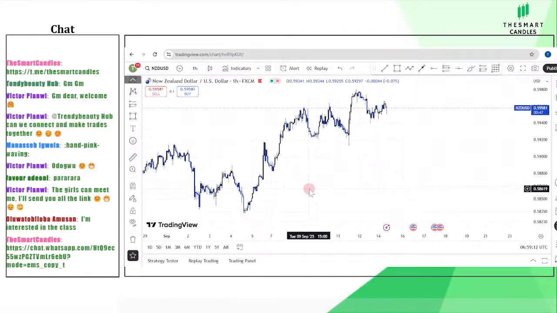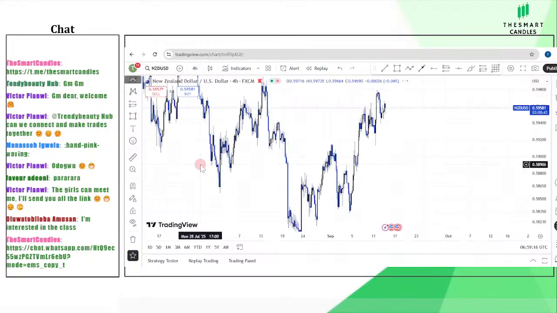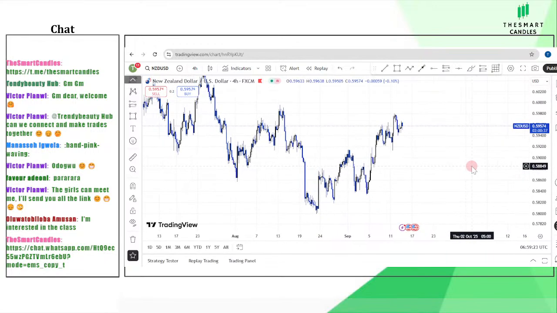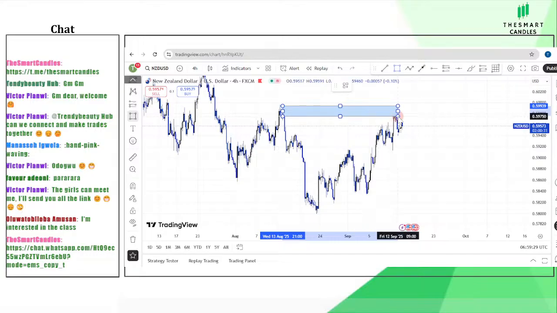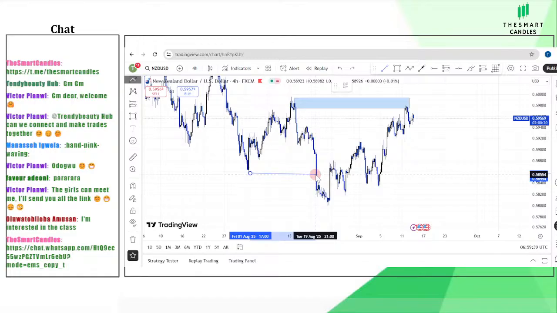Okay, so let's look at NZD USD and wrap it up. Last week we actually called a sell for NZD USD. Let's see if that actually played out. This was our supply zone on the 4 hours, and if you see this part, this was where we had the major break to the downside.